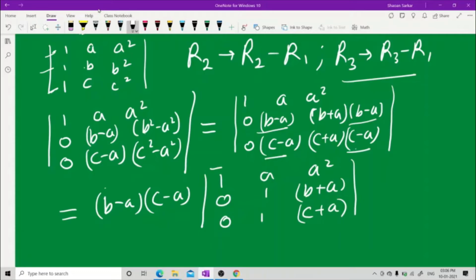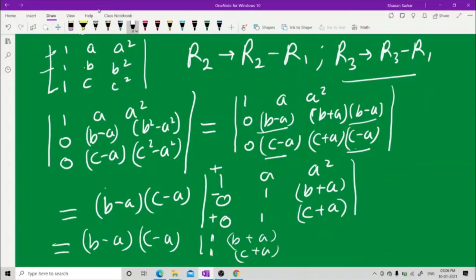Now use the plus, minus, plus sign. So now you only have to expand with the first row and the first column. The rest are 0, you need not. So what you do is that b minus a, c minus a, then you expand with this 1. So what are you left with? 1, b plus a, 1, c plus a. Now what you have to do? You have to cross multiply this.